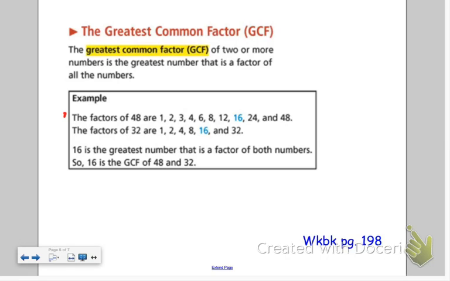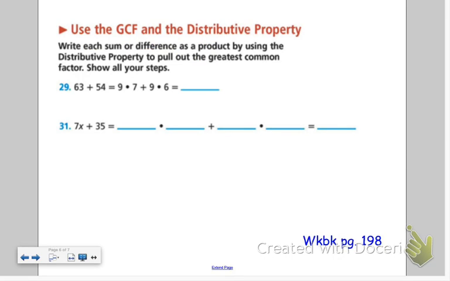So, for example, if I looked at 48 and 32, I can list out all the factors of 48: 1, 2, 3, 4, 6, 8, 12, 16, 24, 48. The factors of 32 are 1, 2, 4, 8, 16, and 32. They have 1 in common, 2 in common, 4 in common, 8 in common, but the greatest number that they have in common is 16. So 16 would be the GCF of 48 and 32. And you're going to see how we can apply that to some addition problems.